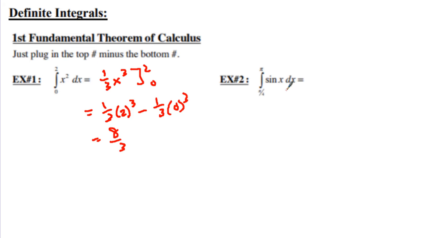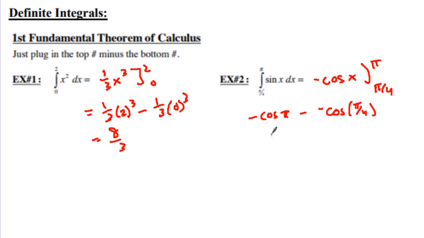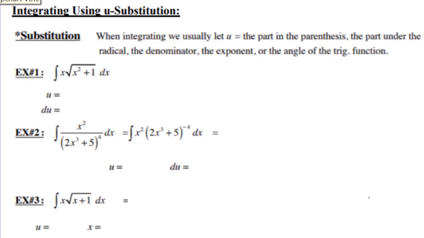The next one, the integral of sine of x is negative cosine of x, and we're going to go from pi over 4 all the way to pi. So we have negative cosine of pi minus negative cosine of pi over 4. What do I know negative cosine of pi is? Well, cosine of pi is -1, so that ends up becoming +1. Minus, what's cosine of pi over 4 is root 2 over 2. And so that ends up being 1 plus root 2 over 2 for that definite integral. That's the first fundamental theorem of calculus.